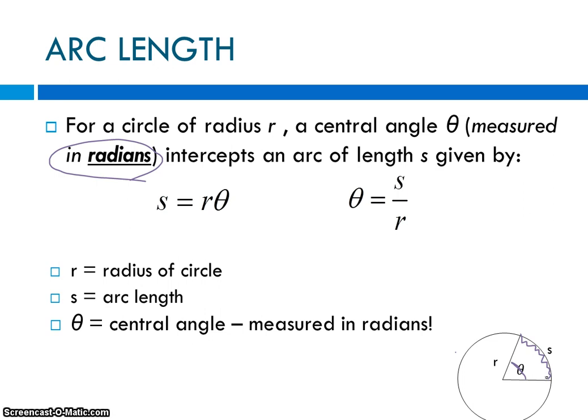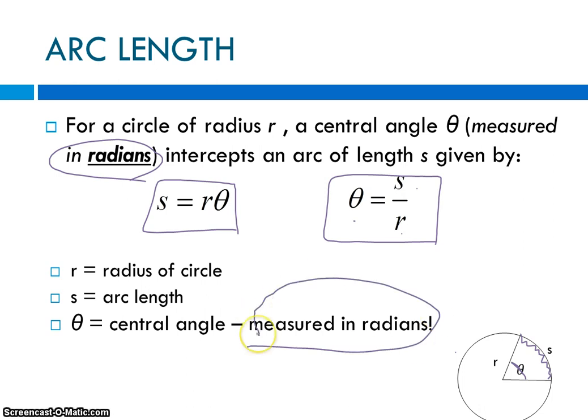S. So we can use the formula S is r theta, or likewise, if we solve for theta, theta is S over r. So it's the same formula written two different ways, where r is the radius of the circle, S is the arc length of the circle, and theta is our angle measured in radians.